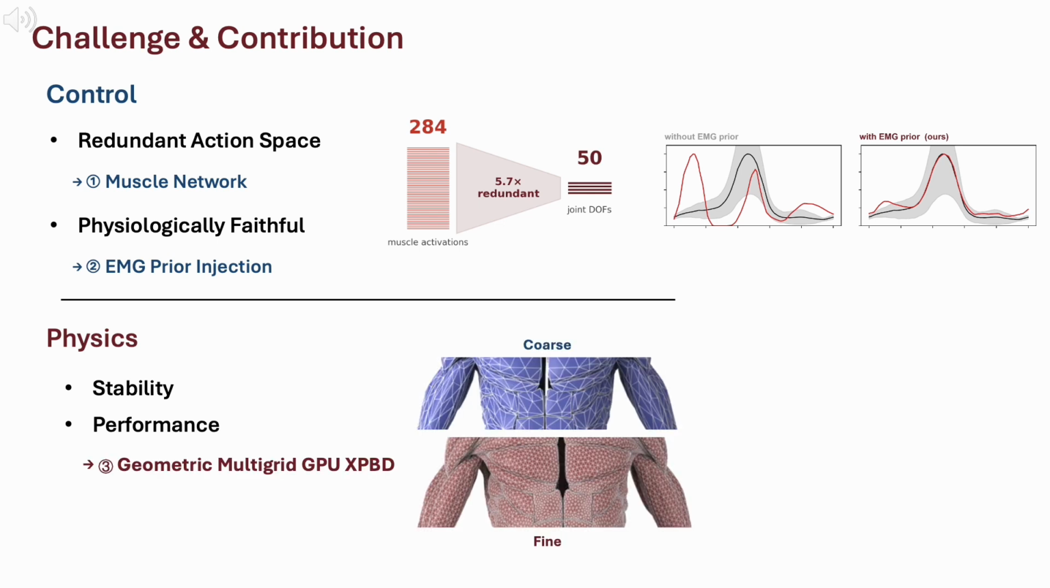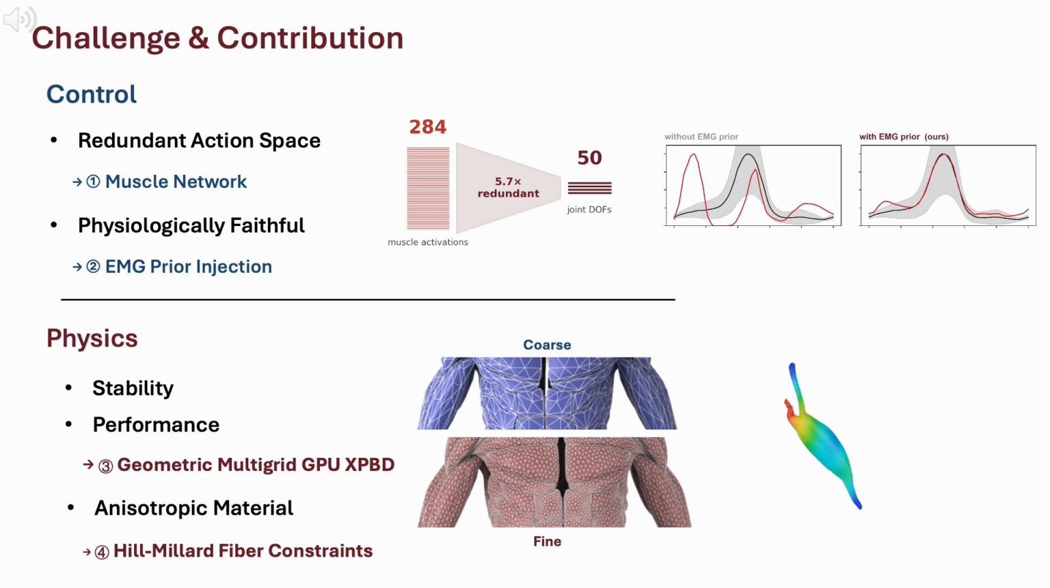We accelerate our GPU-based XBBD solver with geometric multigrid. And since muscle fiber is anisotropic, we inject the Hill-type constitutive law we already use as a 1D surrogate in RL into 3D, giving us a new type of constraint.